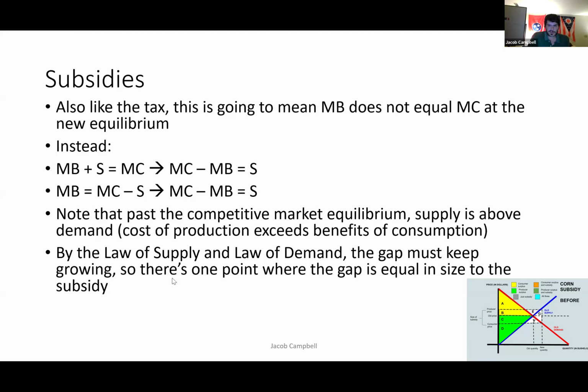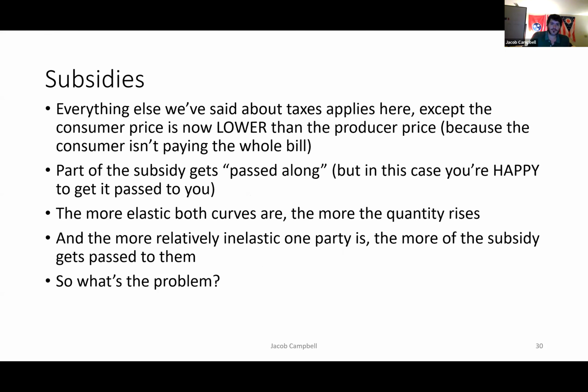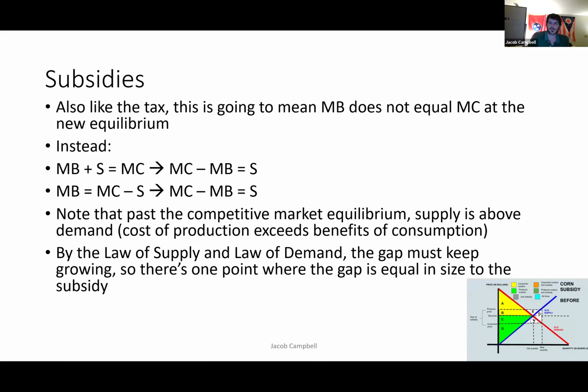So just like with the tax, who we give the subsidy to isn't going to matter, because the consumer price and the producer price are going to be the same either way.